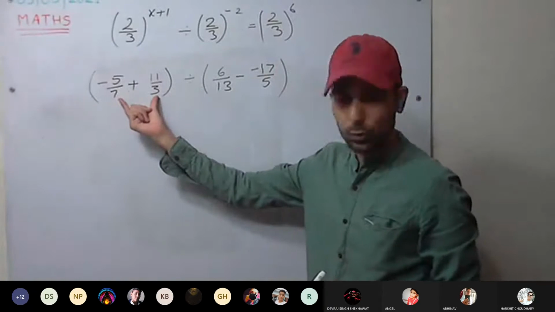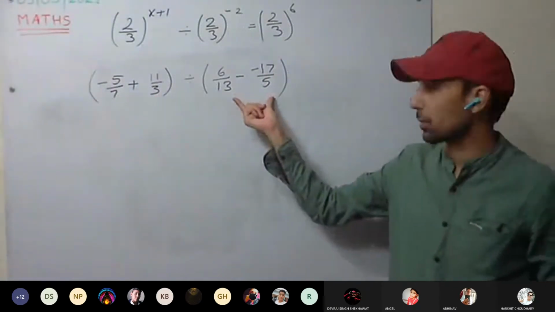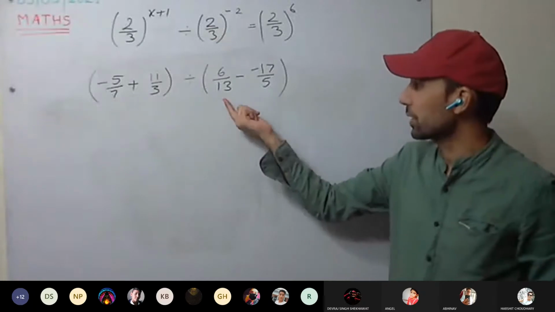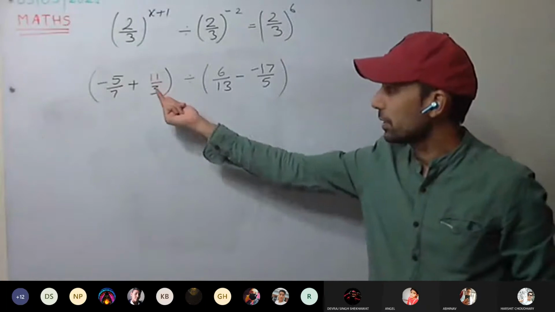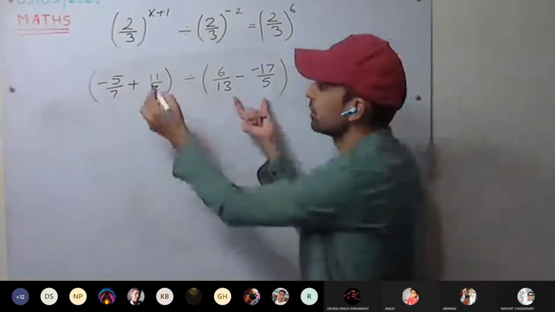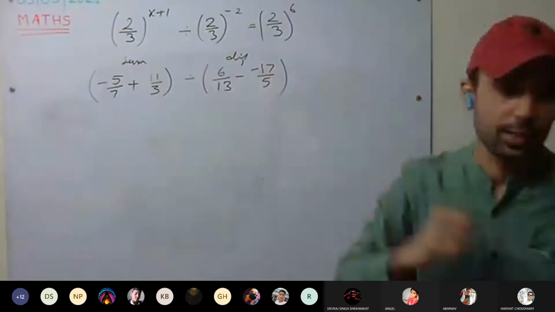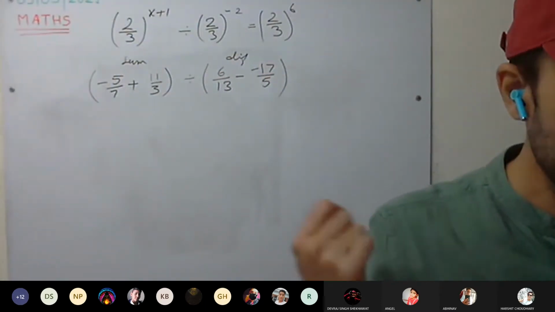Divide the sum of these two rational numbers by the difference of these two rational numbers. You have understood how to form the equation, how to form the statement. Minus 5 by 7 plus 11 by 8 is the sum and this is the difference. Solve it. You can solve it. So do it as homework.